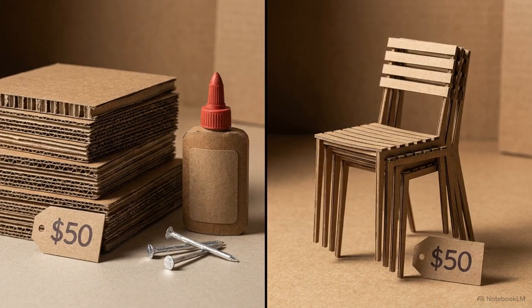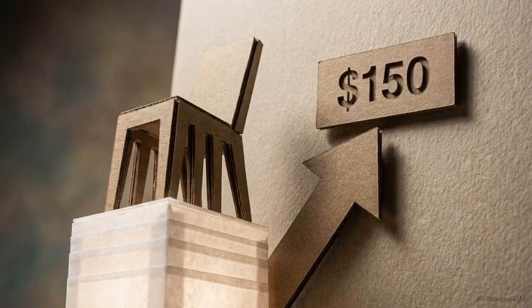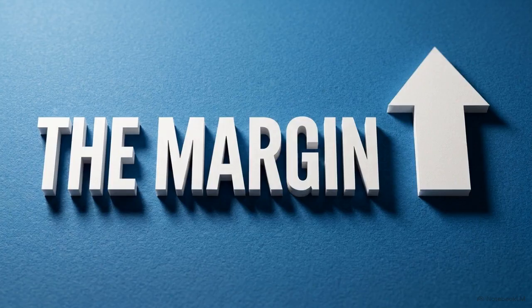Imagine spending $50 on raw wood, glue, and nails, and then selling the finished chair to a customer for exactly $50. At that point, the company has $0 left over to pay the carpenter who built the chair. To stay in operation, a business must find a way to make the finished product worth more than the raw materials that went into it. That specific increase in worth is called added value.